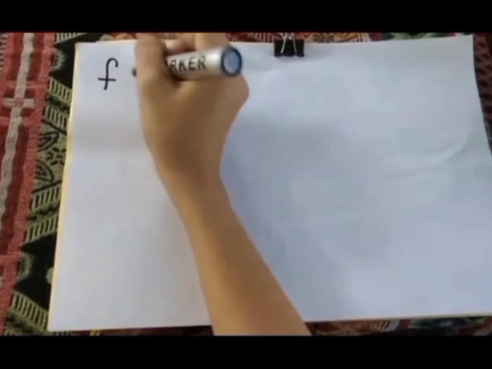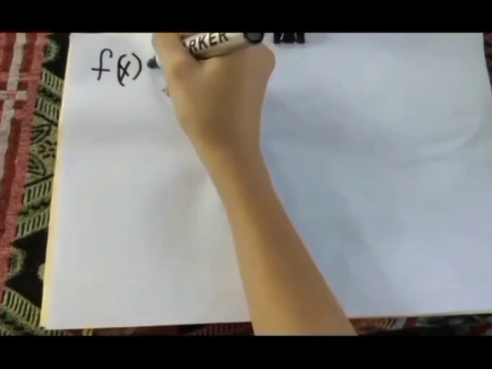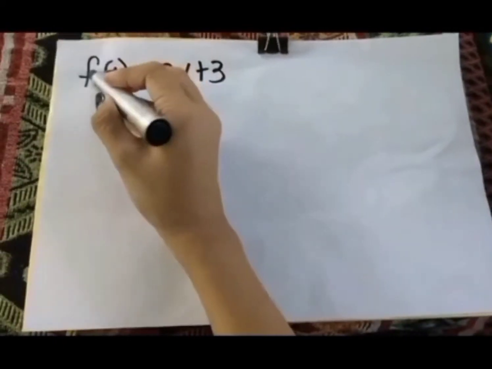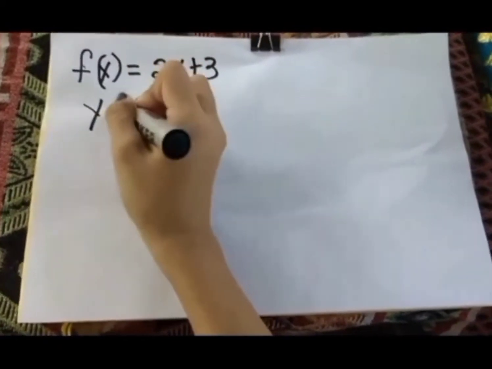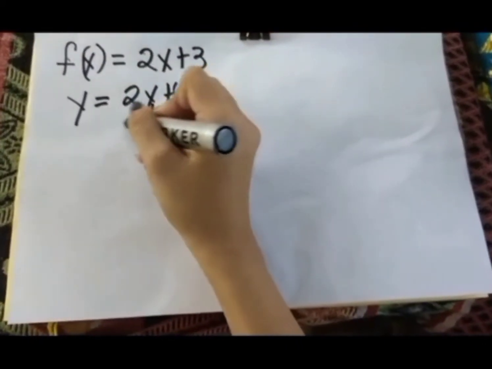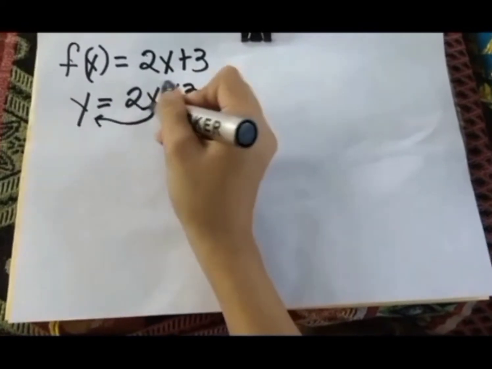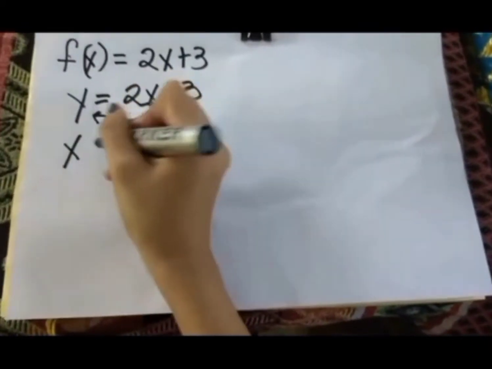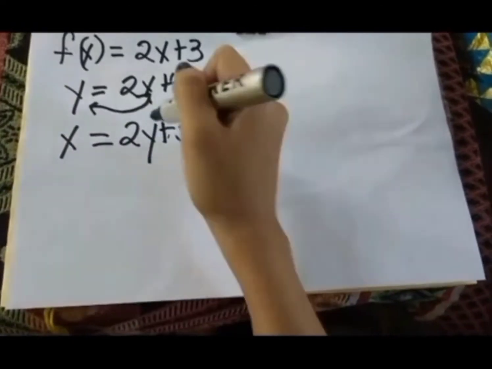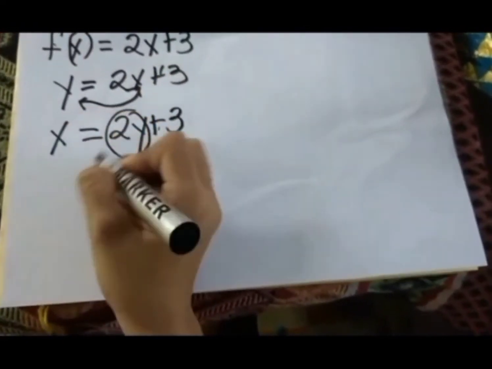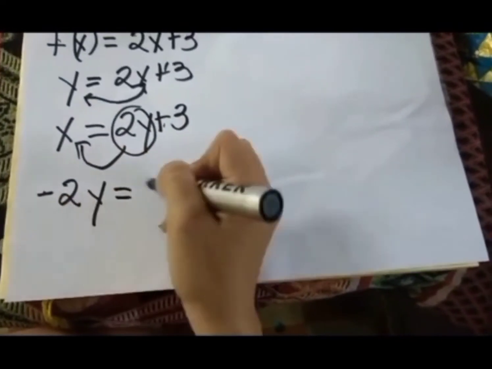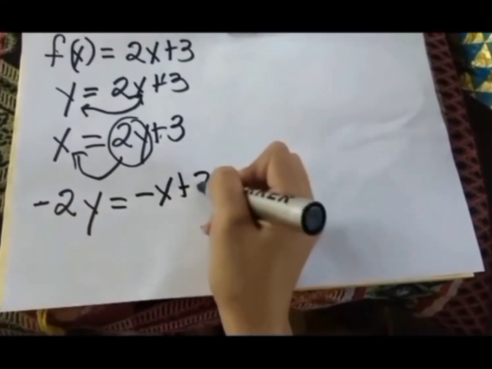So we will now proceed to our next example. F of x is equals to 2x plus 3. So the first thing we're going to do is change the f of x into y. So y is equals to 2x plus 3. So itong x at saka itong y na to, paglilipatin natin siya. So pagpapalitin natin, x is equals to 2y plus 3. So itong 2y na to, ililipat natin siya dyan. So magiging negative 2y is equals to negative x plus 3.